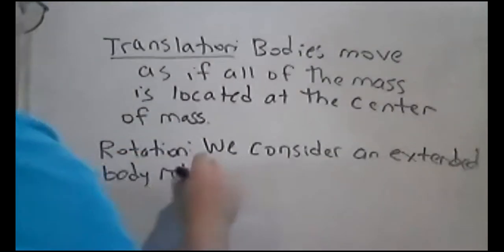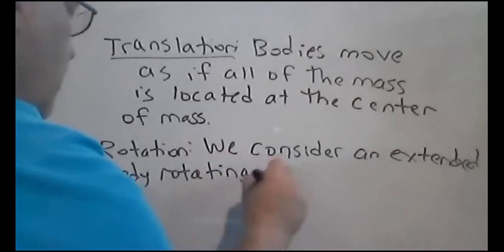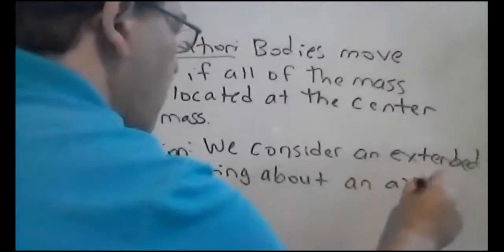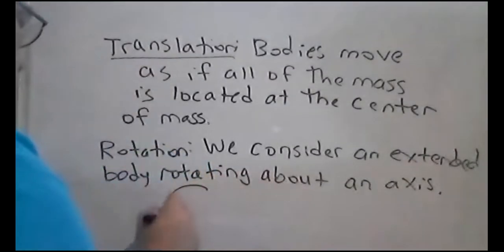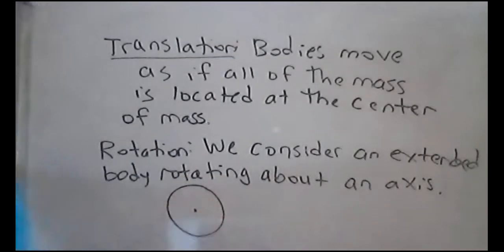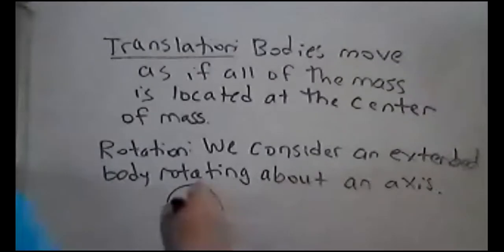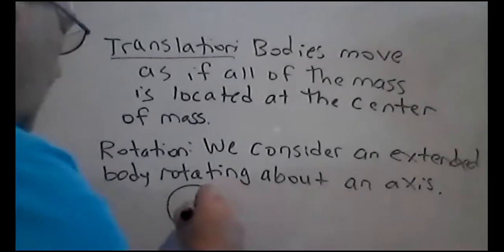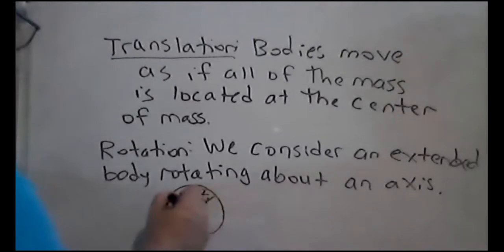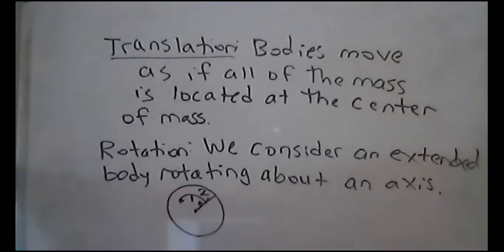Rotating about some axis. So I might say that I have some body rotating about an axis, and let's go along a radial. Let's imagine I have a point 1 and a point 2. Even though point 1 and point 2 are rotating about the axis, point 2 is going to be consistently to the right of point 1.